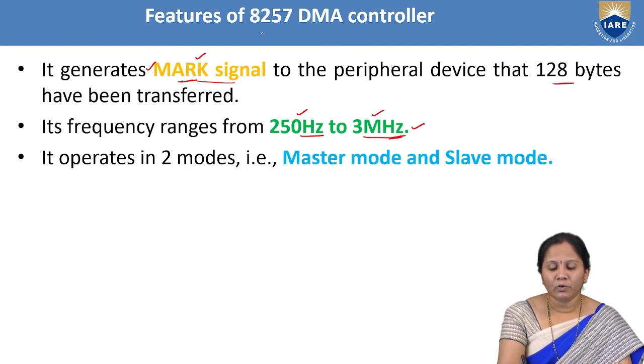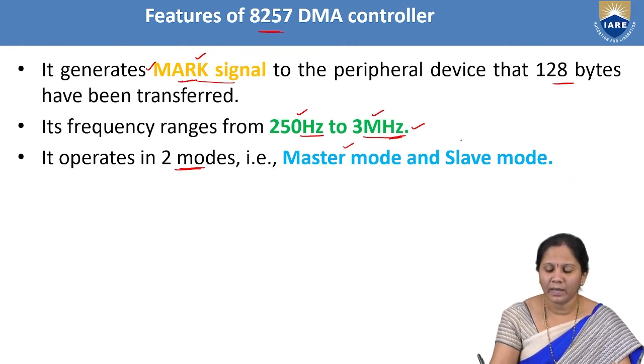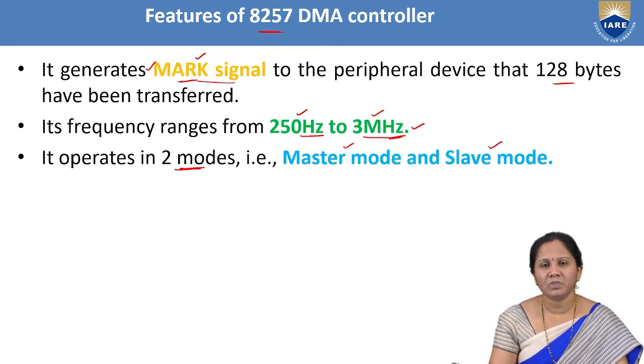And so this 8257 DMA controller can be operated in 2 modes. So what are the 2 modes? One is master mode, another one is slave mode. In the previous session we have discussed how the data transfer will be performed using the DMA controller.